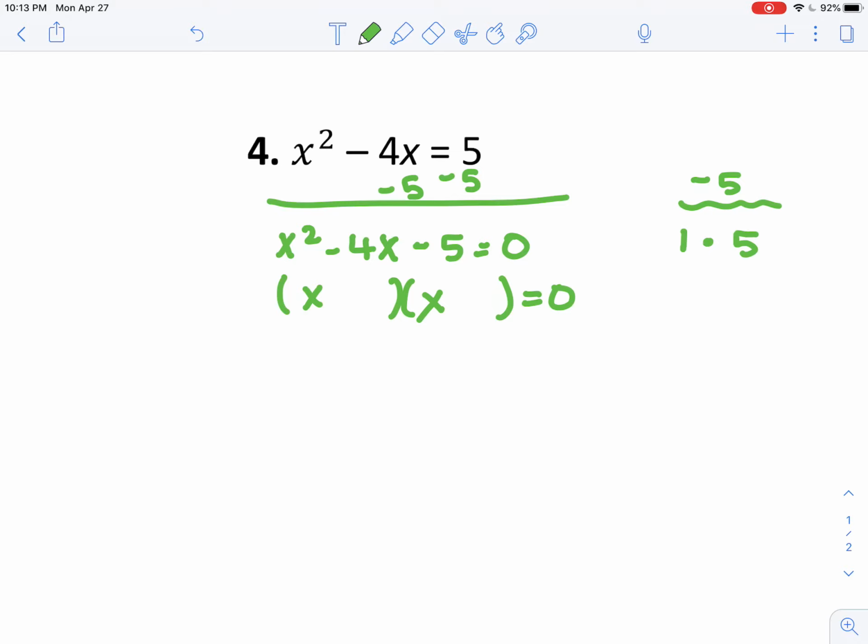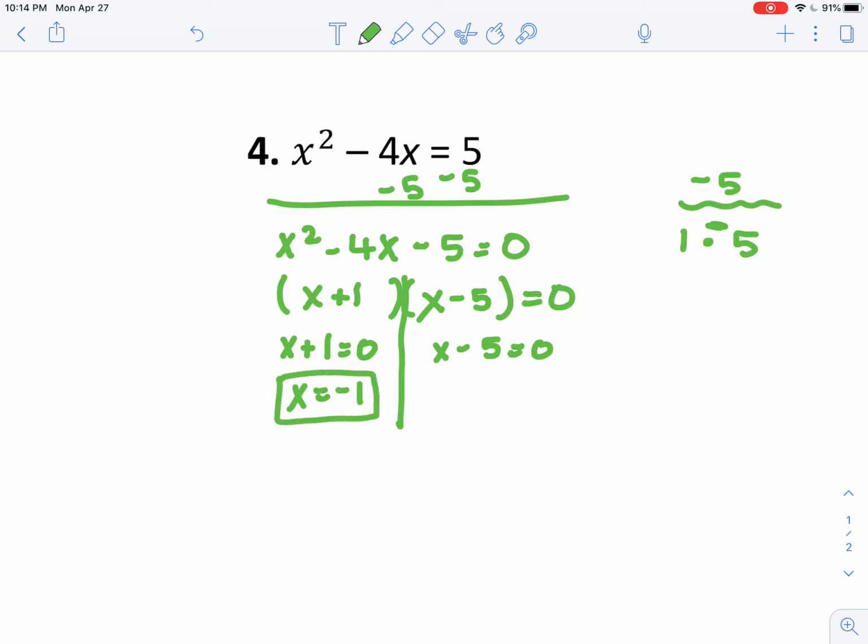5 is prime, so its only factors are 1 and 5. To get them to multiply to negative 5 and add to negative 4, we make the 5 negative. So our factors become x plus 1 and x minus 5. Now that we've factored, split, x plus 1 might equal 0, or x minus 5 might equal 0. The first equation says x equals negative 1. And when we add 5 to the second equation, we get x equals 5.